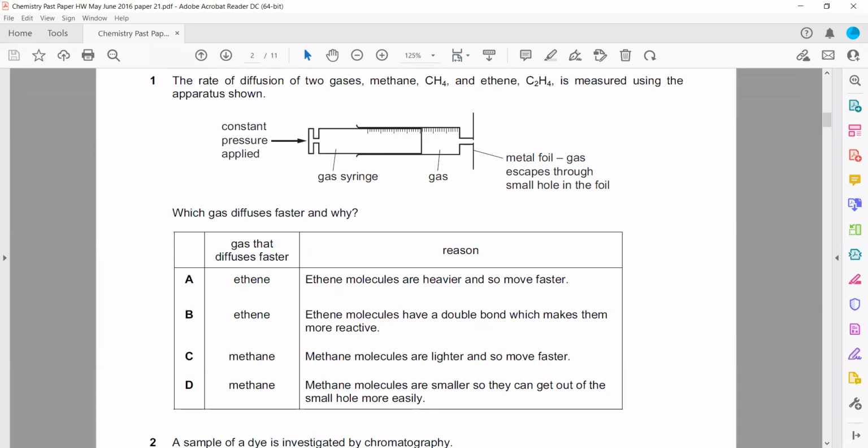Question 1, we have to identify which gas will diffuse faster. The rate of diffusion of two gases, methane and ethene, were measured. So which gas diffuses faster?